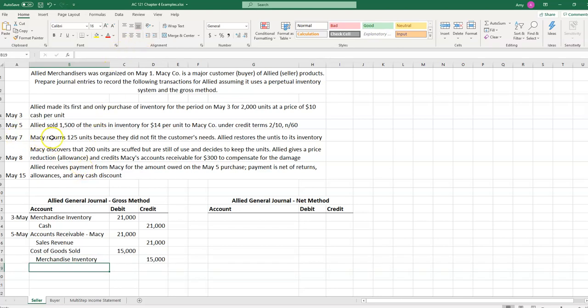On May 7th, the company returns 125 units because they did not fit the customer's needs. We're able to put these units back into our inventory. So they returned some of the inventory. We need to reduce their accounts receivable, and we need to restore 125 units into our inventory. So first we're going to reduce the accounts receivable. Sales revenue has a contra account called sales returns and allowances.